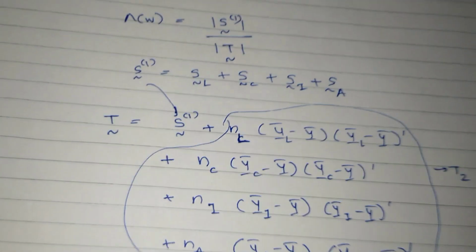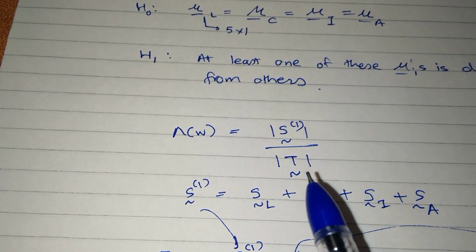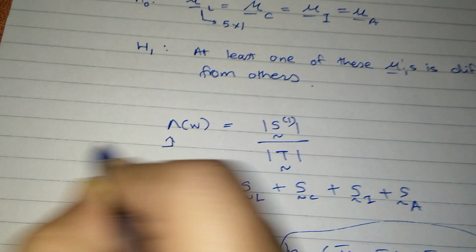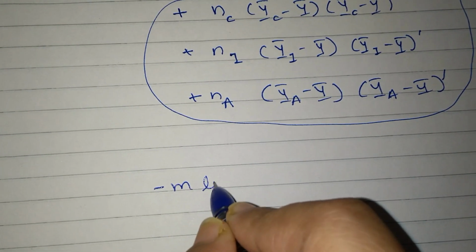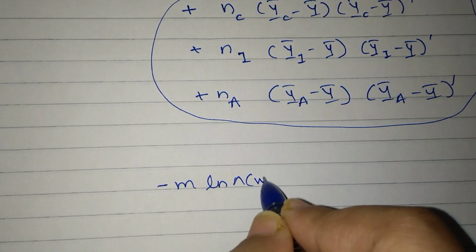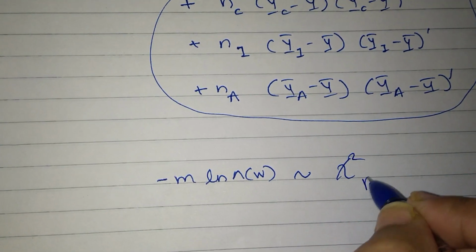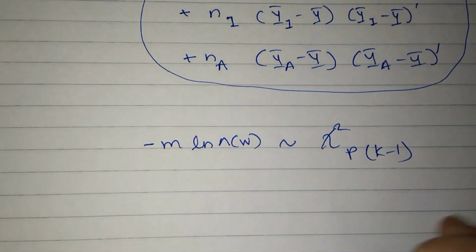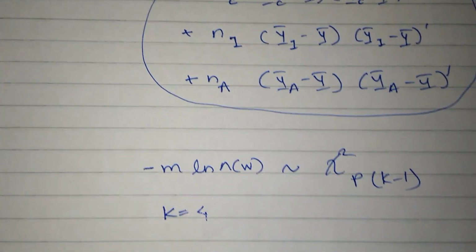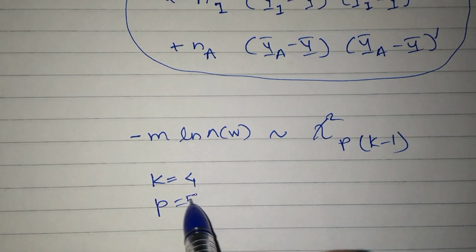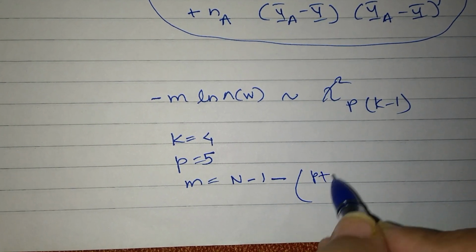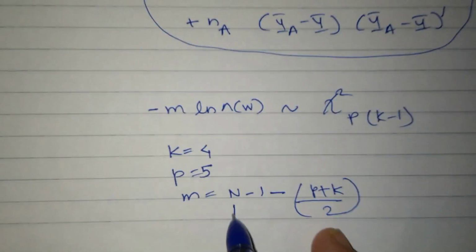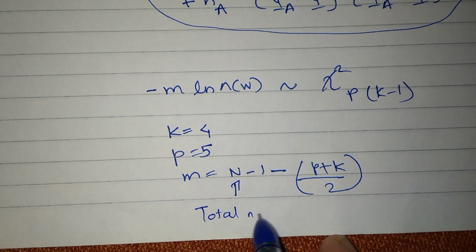And once I have S and T, I can compute Wilks lambda by this formula. This is my lambda W, nothing but Wilks lambda. And we have the approximation, that is minus m ln lambda follows chi square with p into k minus 1 degrees of freedom, where k is the number of groups, so here it is 4, p is my number of variables, so here it is 5, and m is n minus 1 minus p plus k by 2, where n is the total number of observations from all sides.